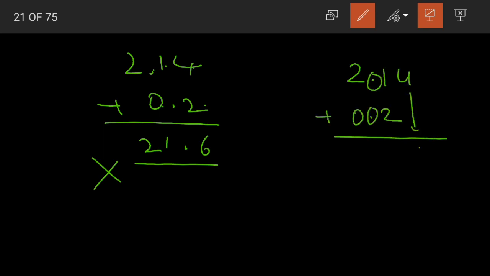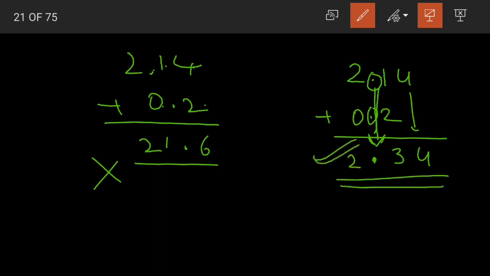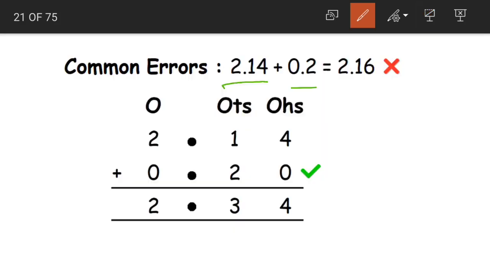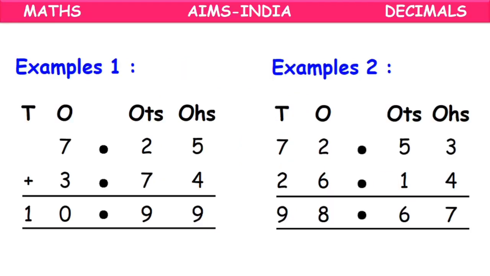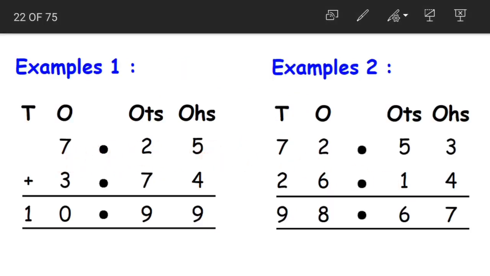And now if I start adding 3 and then put the point exactly below the points in the question, then 2.34 is the correct answer. Understood? So avoid such mistakes while adding decimals. Next we have a few more examples here, children.